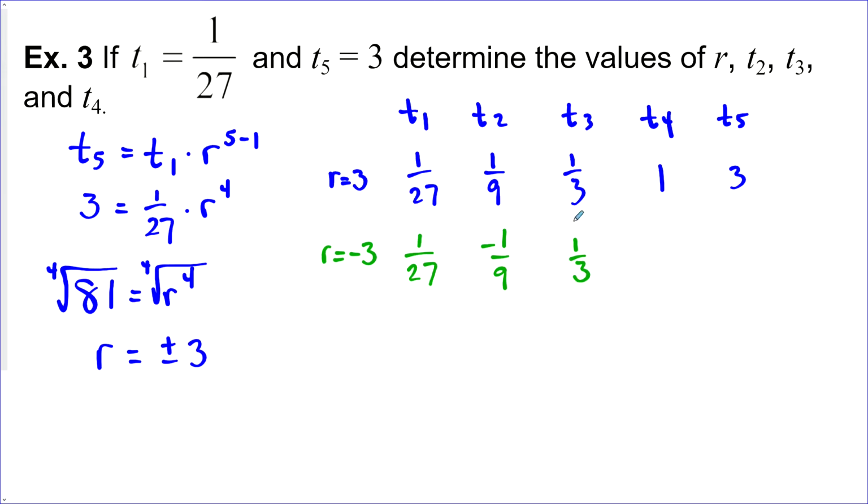These match. So it looks like all the odd numbered terms are going to match. Multiply by negative 3 again, we get negative 1. Multiply by negative 3 again, we get 3. So either one of these answers works with the information we've been given in this question.